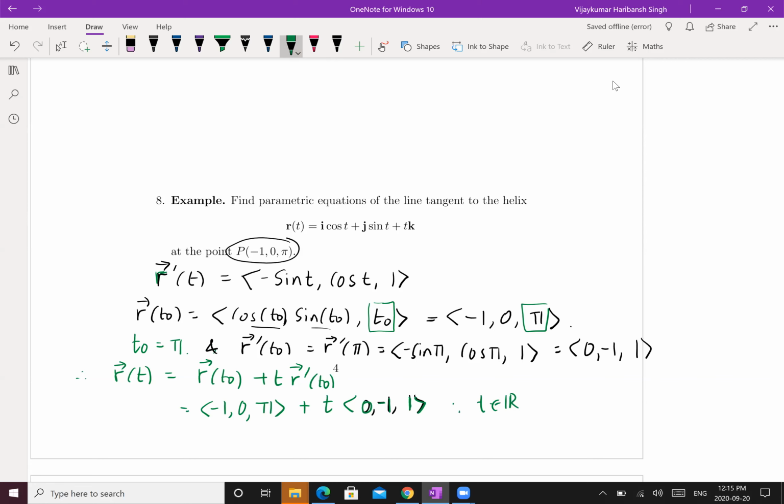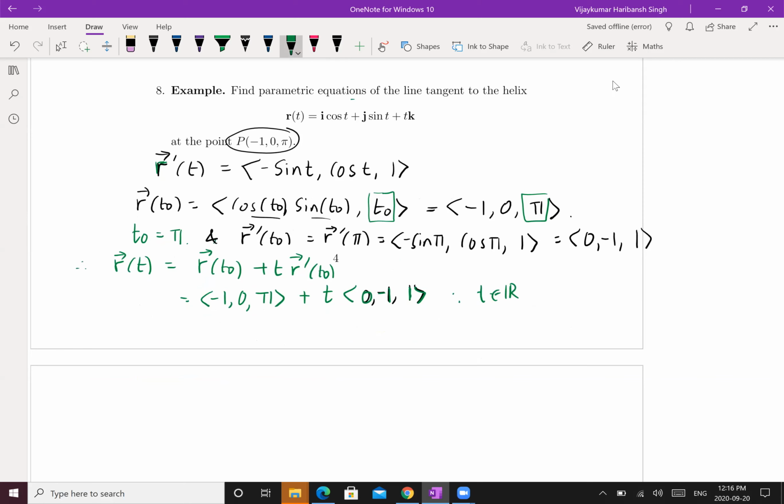All different t's give you all the position vectors of the points on your tangent line. So what about the parametric equation then? The parametric equation is x, y, z. So x of t equals -1 plus t times 0, y of t equals 0 minus t, so minus t, and z equals pi plus t. So this is a parametric equation of the tangent line to the helix passing through these points.